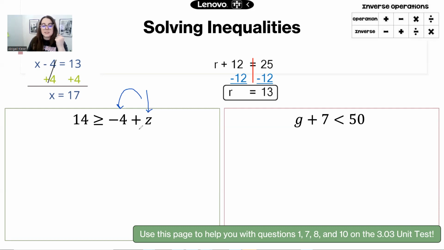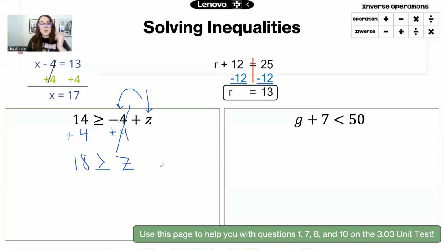But what's being added to z? Well, -4 is being added. So we need to undo that -4. Keep that goal in mind. The goal is to isolate the variable, so everything else has to be removed. So we're going to add 4. Again, keeping the balance, add 4 to both sides. Now we can go ahead and bring everything down. On the left side, we have 14 plus 4, which is 18. We bring down our sign, and we bring down our variable, which is now isolated.